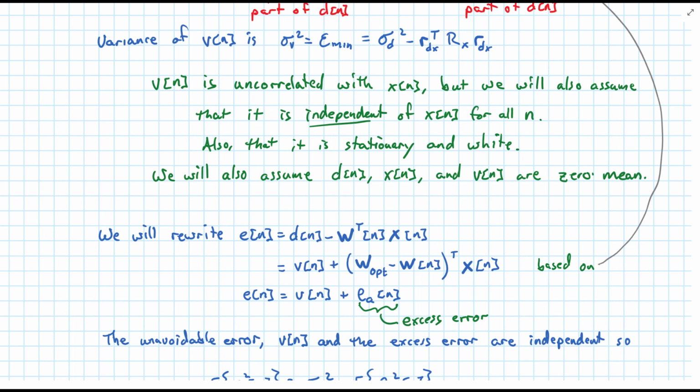Well, Vn is uncorrelated with Xn. That's by construction. But we're also going to make some assumptions here. You'll find that when we're dealing with time-varying signals and systems like this adaptive filter, we often have to make assumptions. We will assume that Vn is independent of Xn. Now, uncorrelated is easy to show. Independence is a little bit trickier, but it's not too much of a stretch to believe that it would be independent. We're also going to assume that it's stationary and that it's white. Furthermore, we're going to assume that all the signals are zero mean.